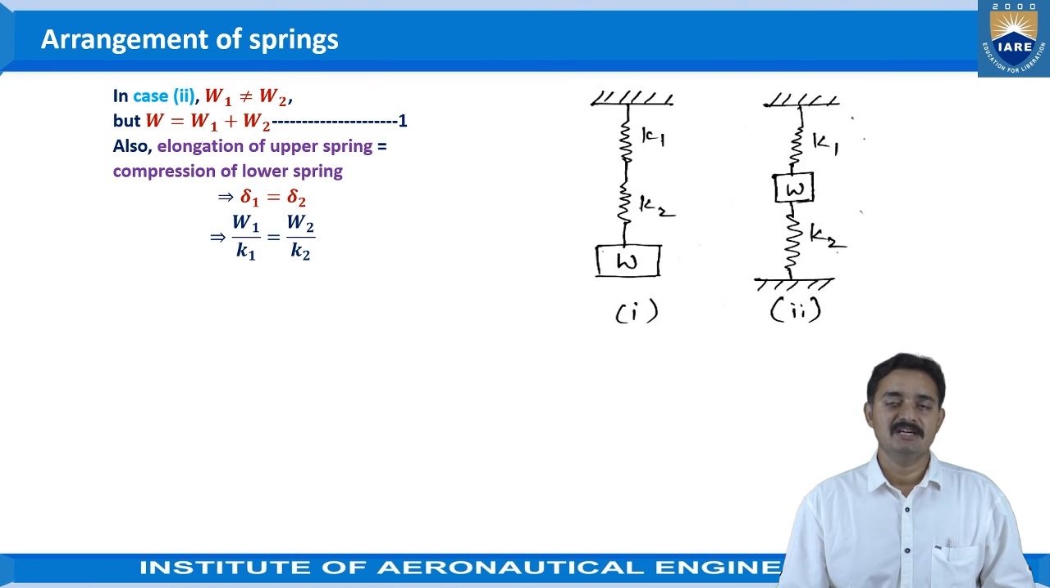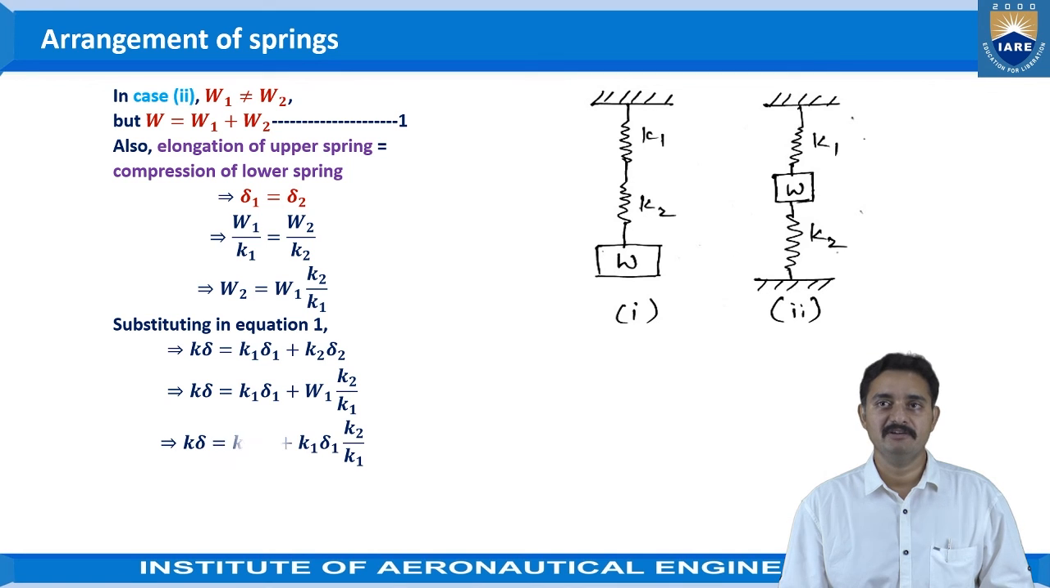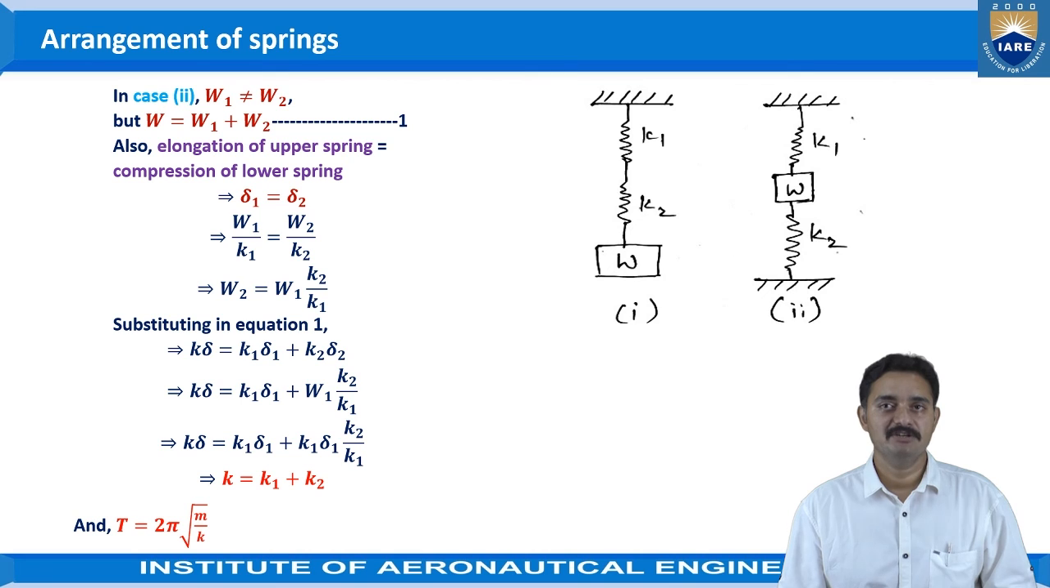So we can say delta is equal to delta 1 is equal to delta 2. From this we can write W1 by K1 is equal to W2 by K2. If we simplify this further, W2 is equal to W1 into K2 by K1. Now, substituting in equation 1, we get K delta is equal to K1 delta 1 plus K2 delta 2. Further simplifying, K delta is equal to K1 delta 1 plus K1 delta 1 K2 by K1. So from this we can write K is equal to K1 plus K2. And this K value can be put in the time period equation, T is equal to 2 pi under root M by K.